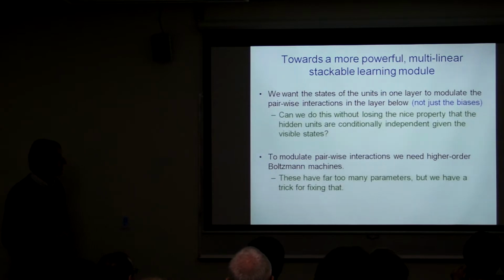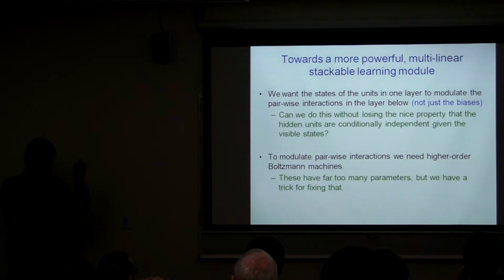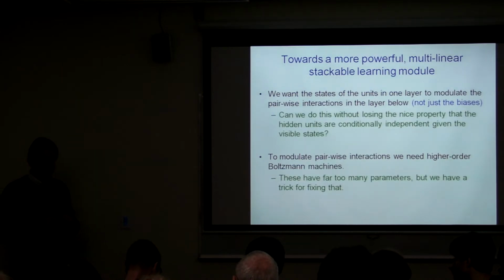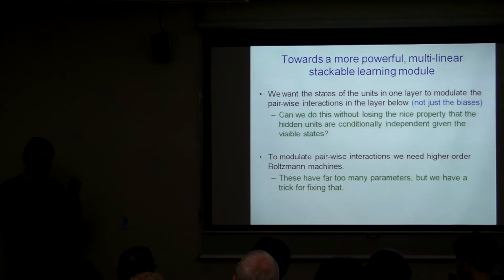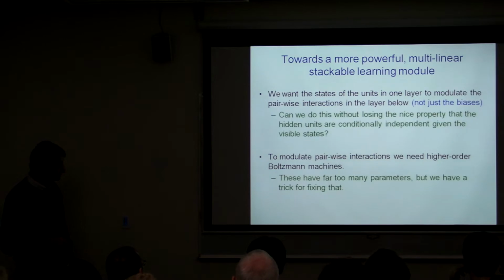So we want to make a module where the hidden units control the interactions between visible units, and then we want to stack that up. Now, we haven't actually stacked these up yet, because already when we just make that module, it does really nice things. We've been focusing on exploiting the really nice things it does.